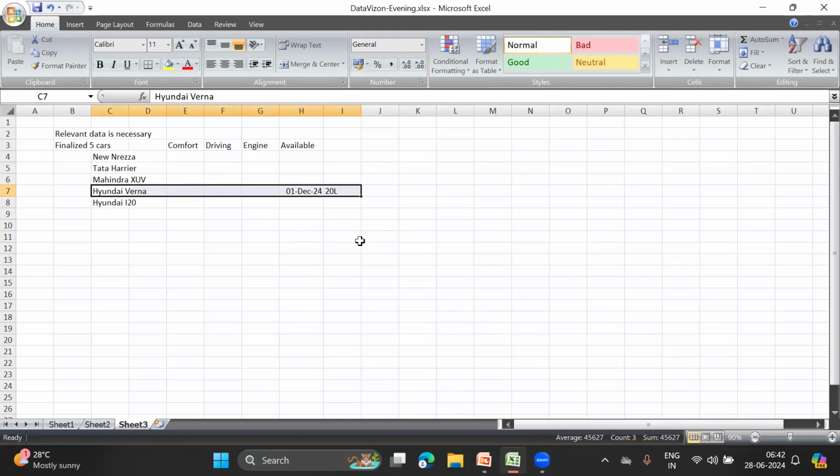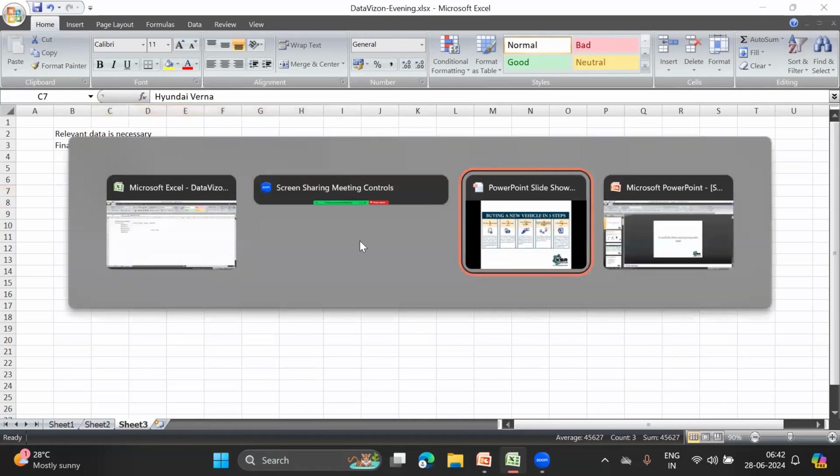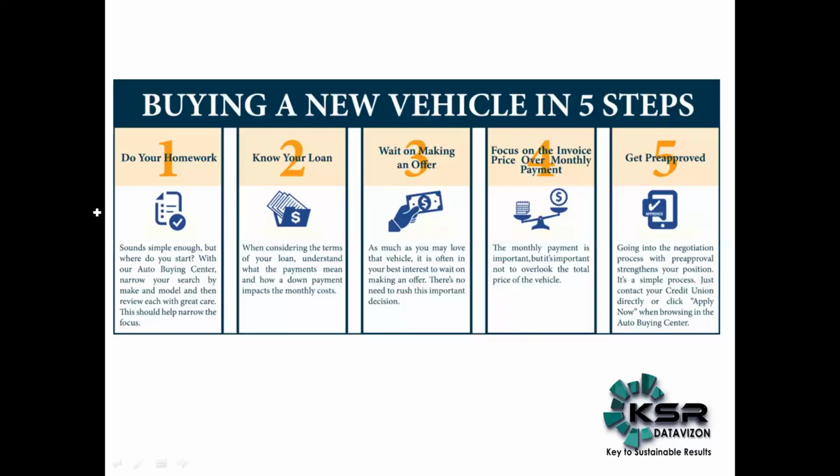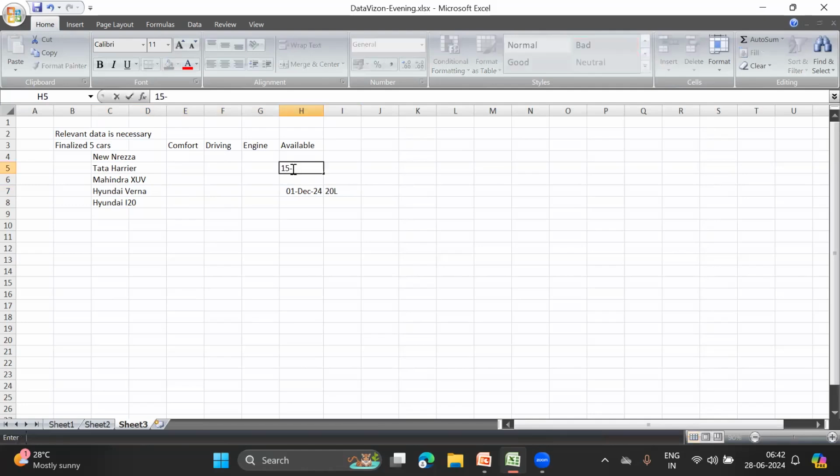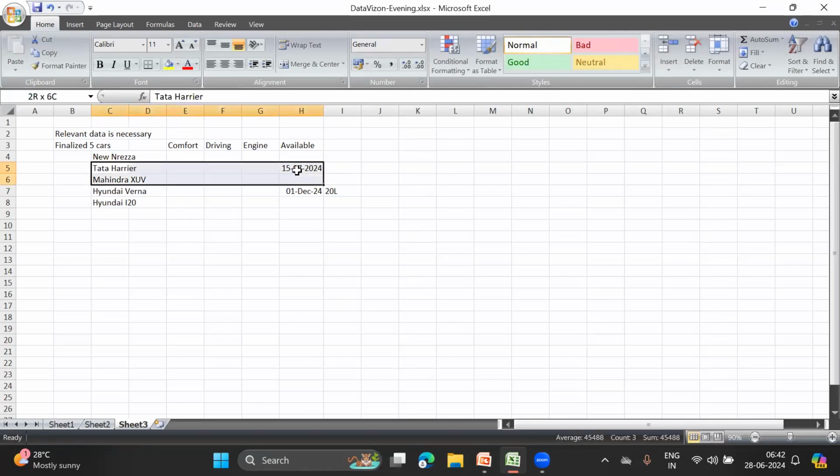So this is the same thing we had been discussing yesterday as well, right? So now you have to do your homework. This is all your homework, you're doing it, right? You have to test drive, you have to see whether it is fine. And then let's say finally, my second preference was Tata Harrier, and it is available to me on, let's say, 15th of July. Now it makes a lot of sense for me to buy this car because I need to buy the car on an urgent basis. I cannot wait so long.